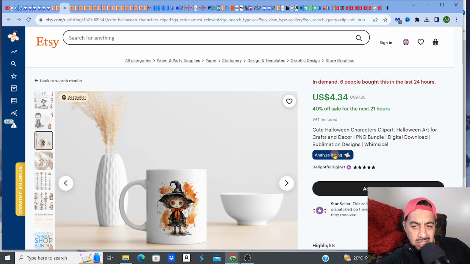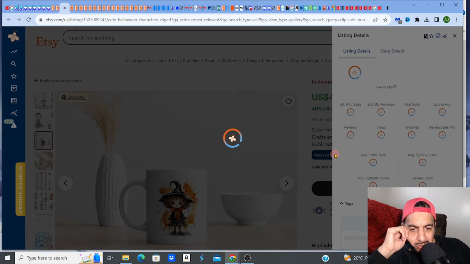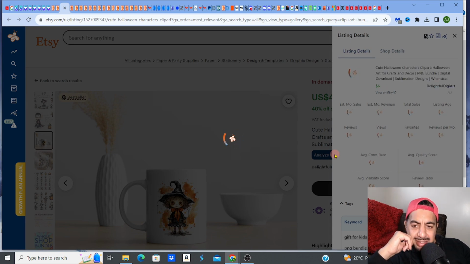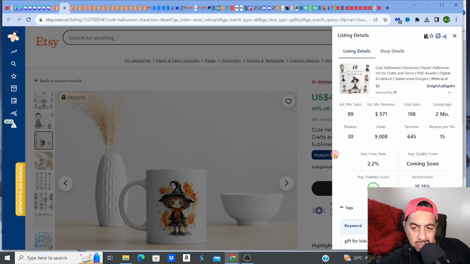Let me click on this and check a few bits out for this one. Let me just do a quick analysis. This listing is 2 months old, and right now it's making $571. Now I'll tell you a few bits. First of all, they're getting some sales through ads, because when this was an ad, this is an ad. So if you do want to give your listing a boost, then ads is definitely a way that you can do that.